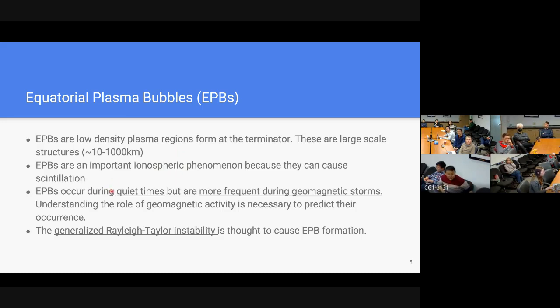Plasma bubbles can occur at any level of geomagnetic activity, but are more frequent during geomagnetic storms. I want to understand the role of geomagnetic activity so that eventually we can better predict their occurrence. The approach we're taking is asking what conditions contribute to equatorial plasma bubble formation. We look at that through the generalized Rayleigh-Taylor instability, since that is thought to be the underlying plasma phenomenon that causes equatorial plasma bubbles.